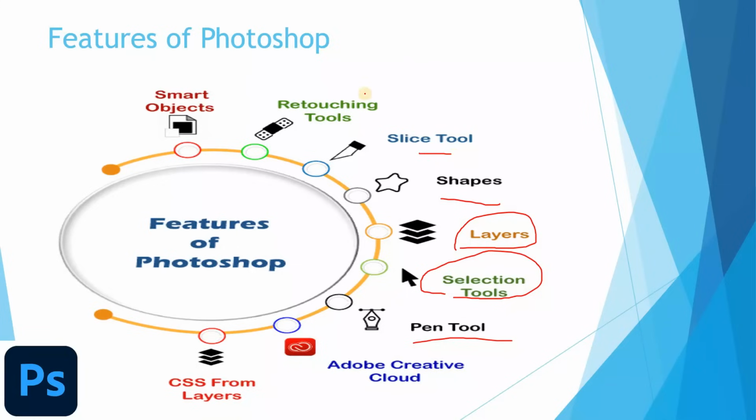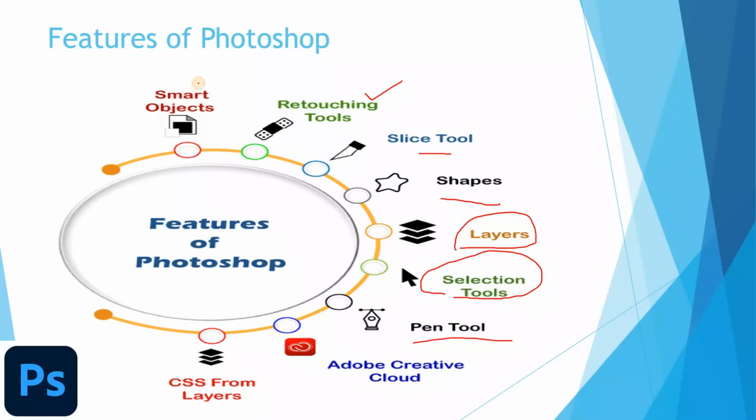Next we have retouching tools. As the name suggests, Photoshop provides several retouching tools to give a new look to the image. If you want to give an image a new look, then you have to use retouching tools. In this part we have different types of tools like the stamp tool, pattern tool. So we will discuss them in further sessions.